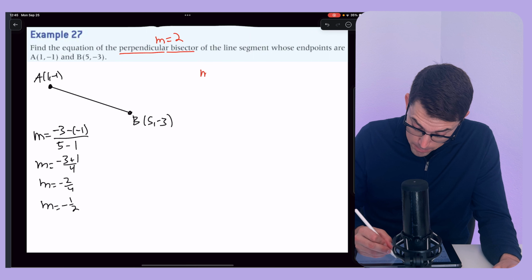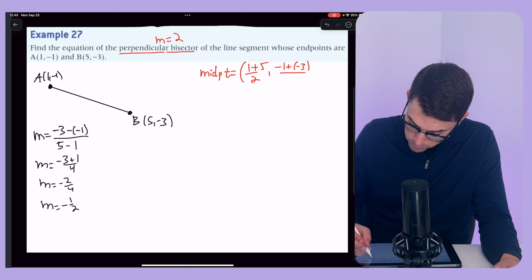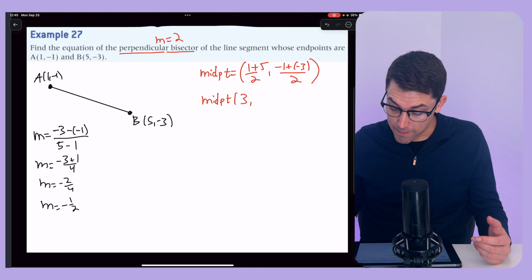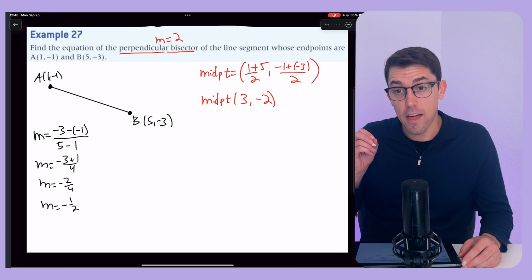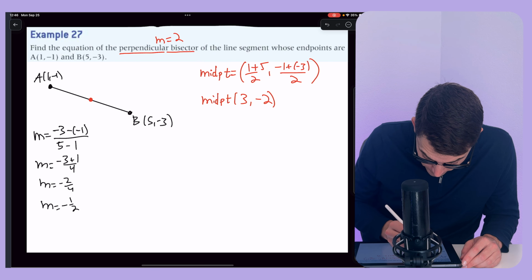So if I want to find the midpoint, I would say, okay, x1 plus x2 all over 2, y2 plus y1 all over 2. All right, so my midpoint is going to be 6 over 2, which is 3, and then -4 over 2, which is going to give me -2. That's my midpoint.